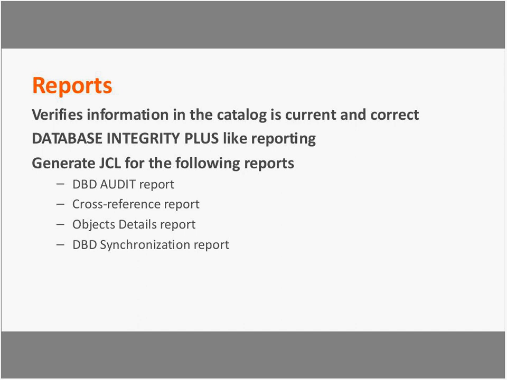Reporting is another option off the icon for the catalog manager, and it allows you to verify information in the catalog as to whether it's current and correct. It is Database Integrity Plus reporting that's been modified to take advantage of reporting against the directory or the directory staging libraries and catalog, and it provides you the capability to do reporting for database auditing, cross-referencing reporting, and data synchronization reporting.